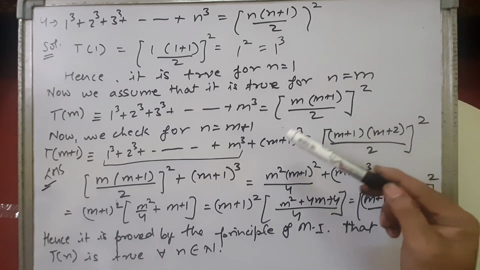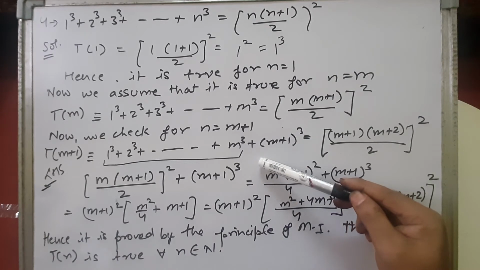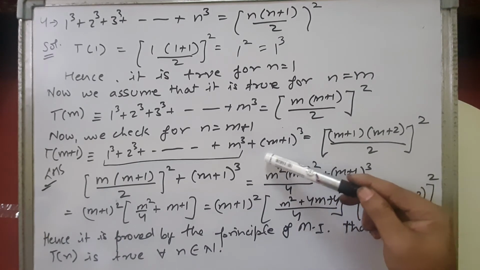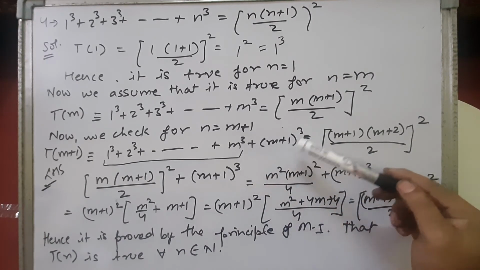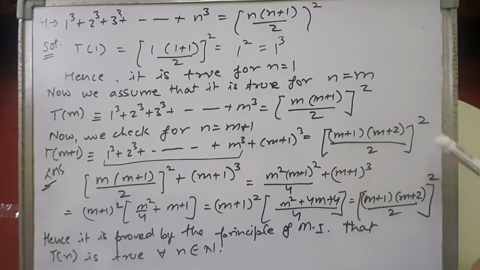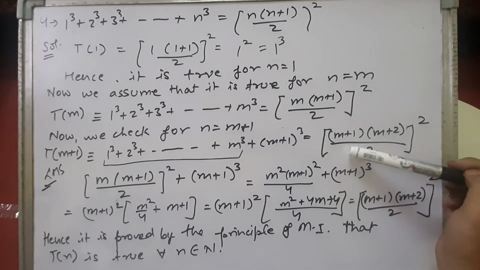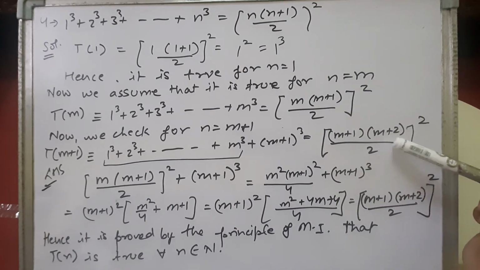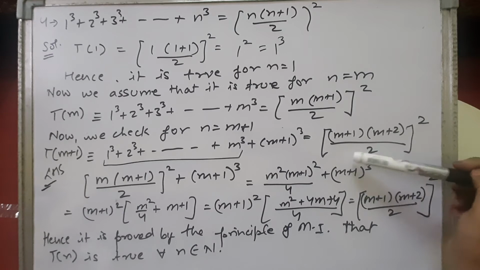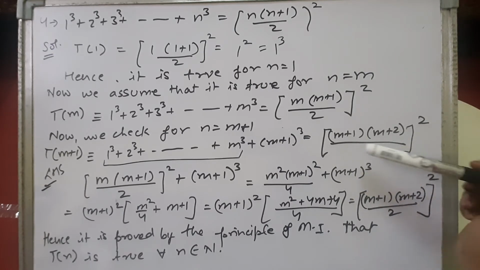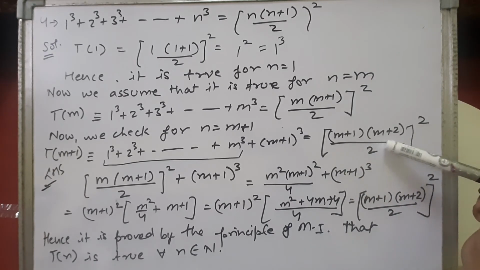So when we put n = m + 1, the series on the left hand side will be 1³ + 2³ + and so on up to m³ + (m + 1)³, right? And on the right hand side, if you put m + 1 in place of n, it will become [(m + 1)(m + 2)/2]². This is what it will form, [(m + 1)(m + 2)/2]².